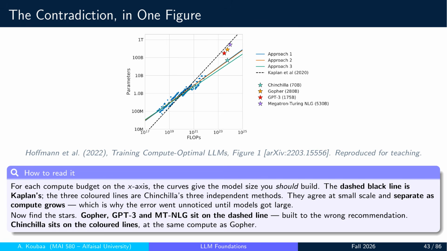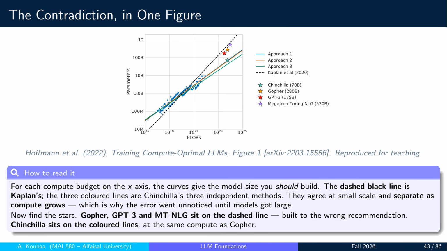Look at the dashed black line. That is the Kaplan result. The other curves are from Chinchilla. At the same compute budget, they land in different places because they asked related but not identical questions and used different assumptions.